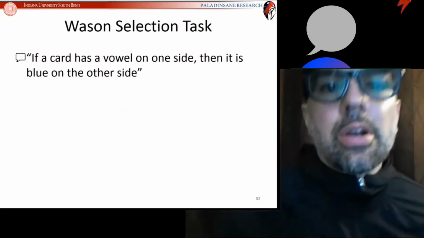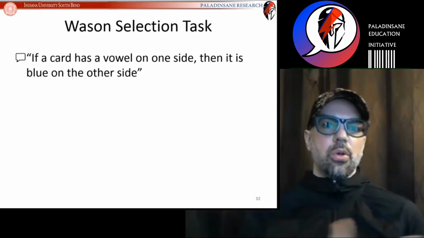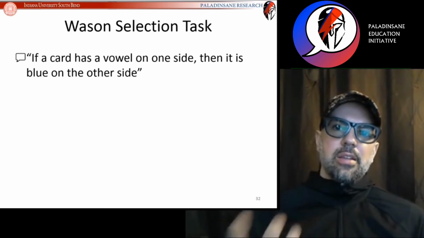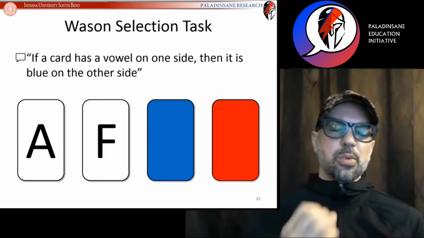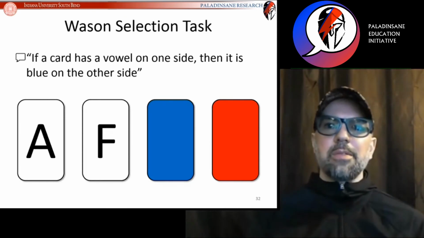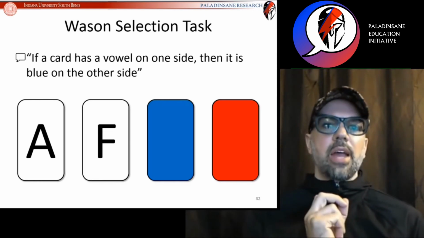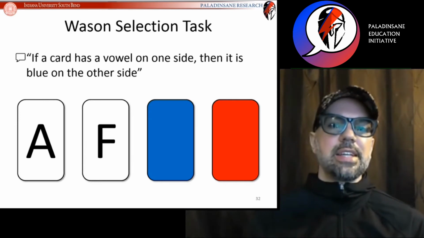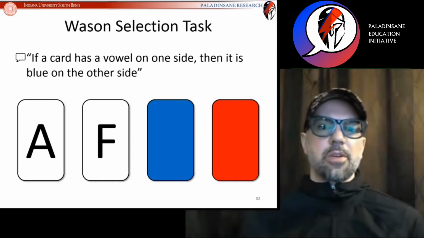All right, so let's return back to the Wason selection task, the classic rule. If a card has a vowel on one side, then it is blue on the other side. And this was, again, the premise number 1. And then what we have here is our 4 possible premise number 2s. So we have a card with a vowel on one side. That is affirming the antecedent. We have a card with a consonant on one side. That is denying the antecedent. We have a card that is blue on one side. That is affirming the consequent.